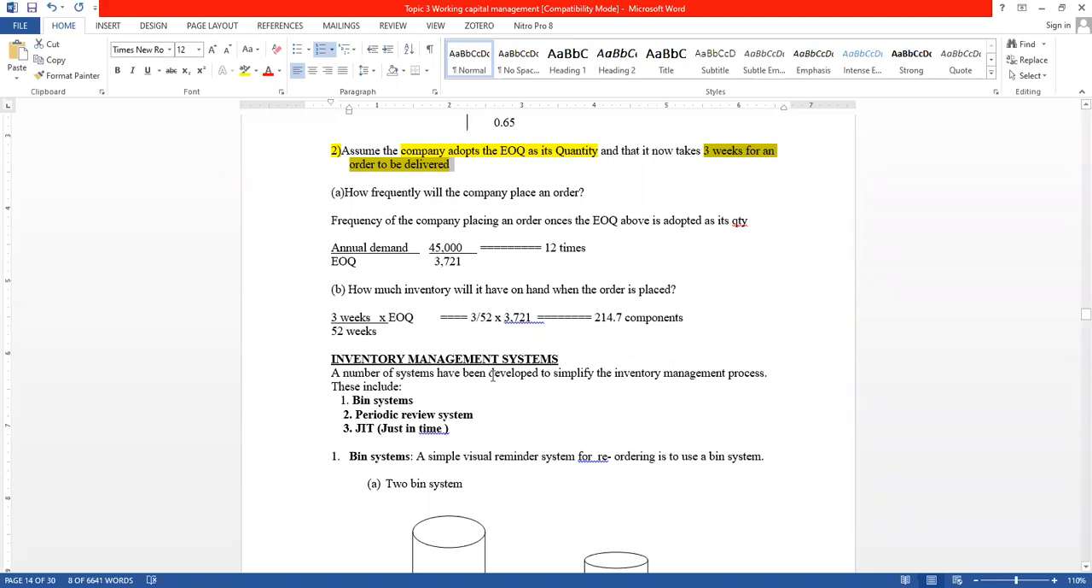The EOQ does not cater for the lead time. EOQ catering for lead time, no. Because EOQ, we say that is the order quantity with which you will minimize your carrying and holding costs, but not catering for lead time. I don't know whether that one is clear.